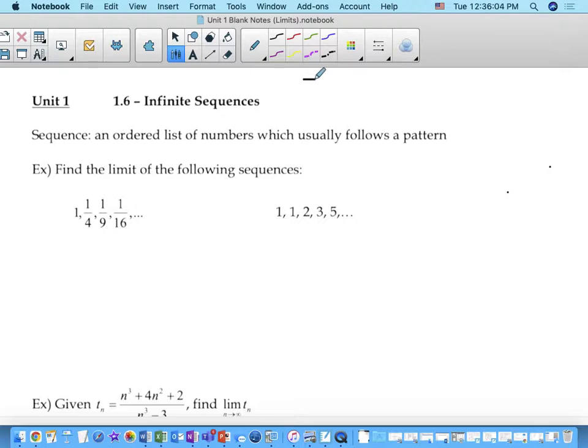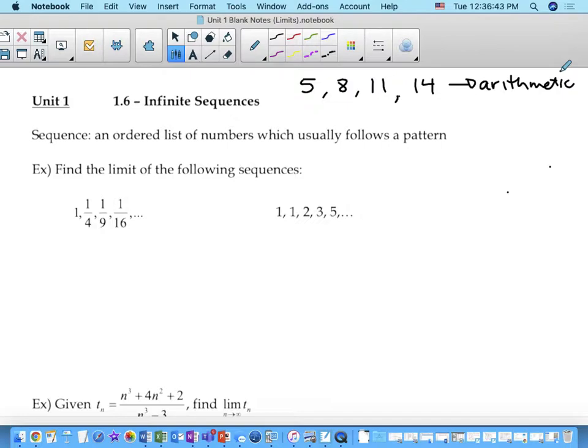5, 8, 11, 14, okay? So this is your A value, it's your first term, and then you have a common difference, right? So in this case, what is the common difference? 3, right? So that's an arithmetic sequence. An arithmetic sequence is basically like an adding sequence. You're adding a specific amount to each term.